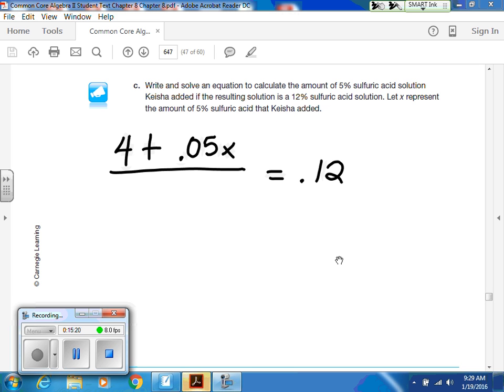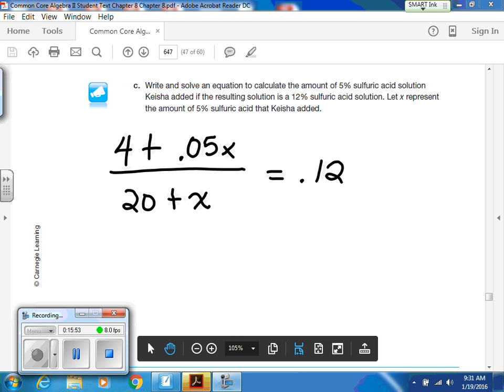And so how much of the 20% did she start with? I don't have the question anymore. 20? Alright, so 20 plus some other thing that we don't know. We don't know how much 5% she added to get to the 12%. And again, you can do this question. The process is almost exactly like the last one.